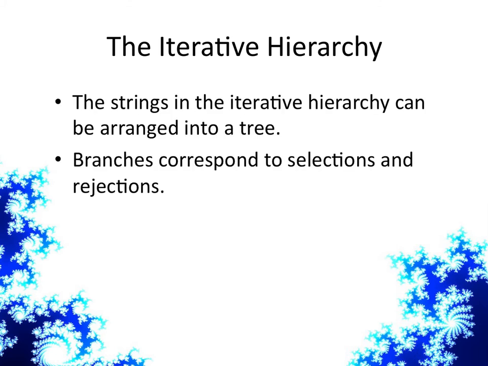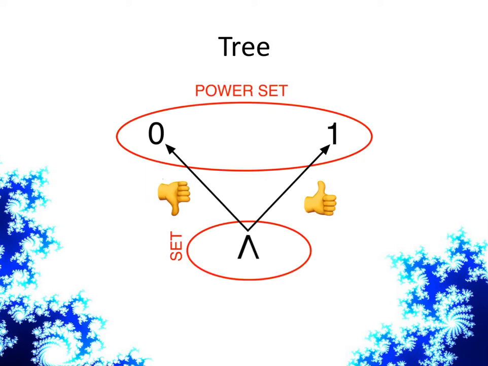The strings in the iterative hierarchy can be arranged into a tree. The branches correspond to selections and rejections. Here's a simple way to put it. We started out with the set containing the empty string. If we reject it on the left side there, we get the string 0 in its power set. If we select it, we get the string 1 in its power set.